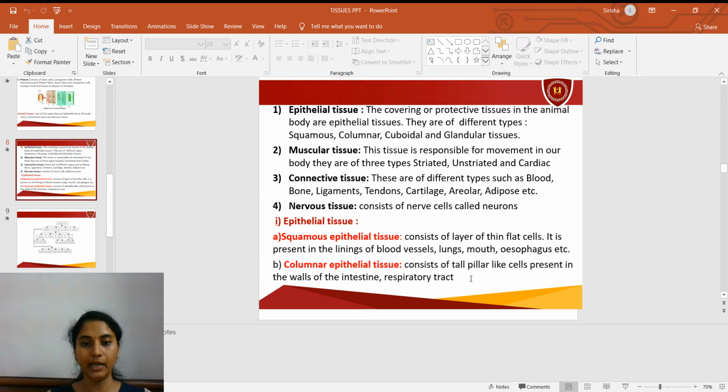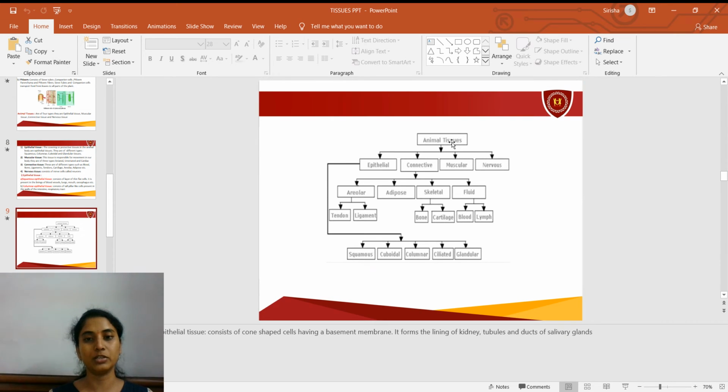When we inhale air containing harmful microbes which affect our body, they are trapped by the cilia, which does not let those microbes enter our body. In the same way, it is present in the walls of the intestine, where it does not let harmful microbes, chemicals, or acids enter the intestine. This is regarding the columnar epithelial tissue.